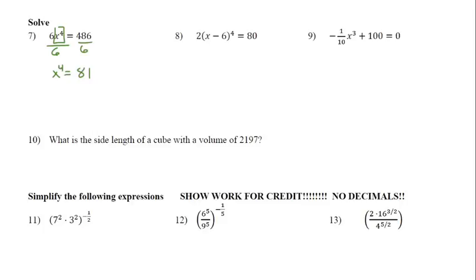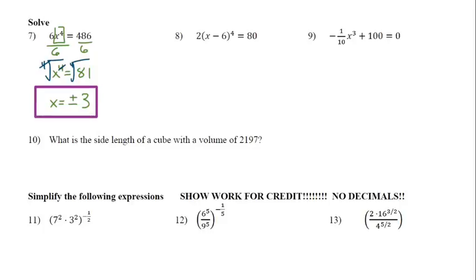And so from here I can take the fourth root of both sides, because remember, the root cancels out the exponent. The index cancels out the exponent. So here we go, we get x equals plus or minus, and the fourth root of 81 is 3. Remember, if you have an even root, there's a plus or minus answer. If you have an odd root, it's just what you get. There's only the 1. So, there you go.